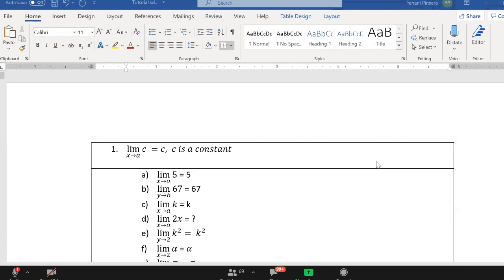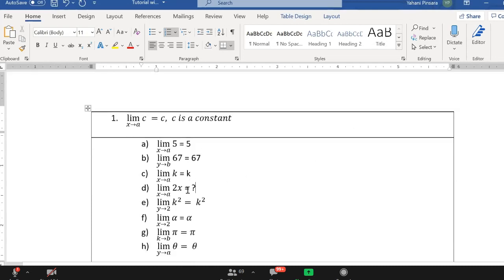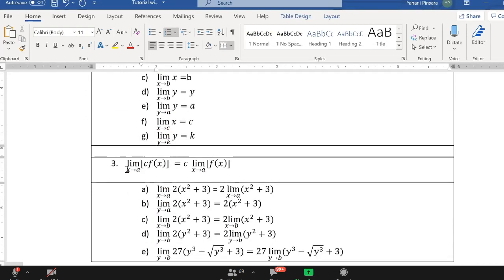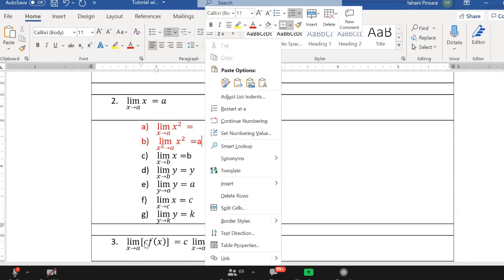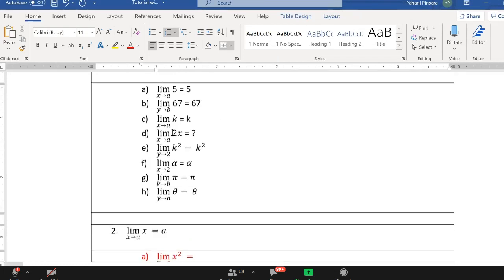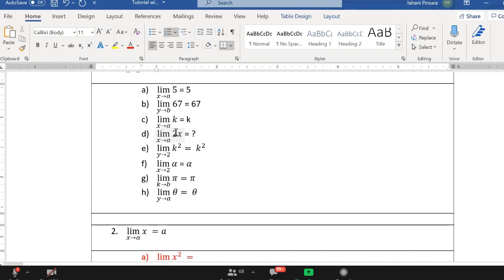Sorry. It is 2x, a. Okay. So by using the below laws, you can. By using this law, c f(x): if the function is multiplied by a constant, the constant can be taken outside. So here also the function is multiplied by a constant, so you can take 2 outside. Yeah, you can do that.